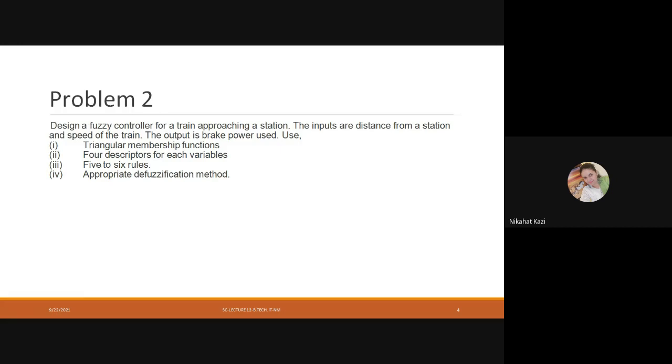You have to use triangular membership functions, four descriptors for each of the variables. 5 to 6 rules are there, but we will write all the rules which are there as part of the grid, or the matrix that we have. All combinations we'll write and use the appropriate defuzzification method. We are using Mamdani only here, so we will go for mean of max. For this particular example, again you will have to start with all the steps one by one. So let us solve.